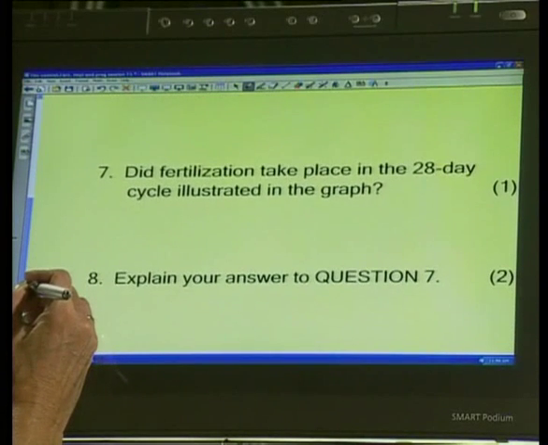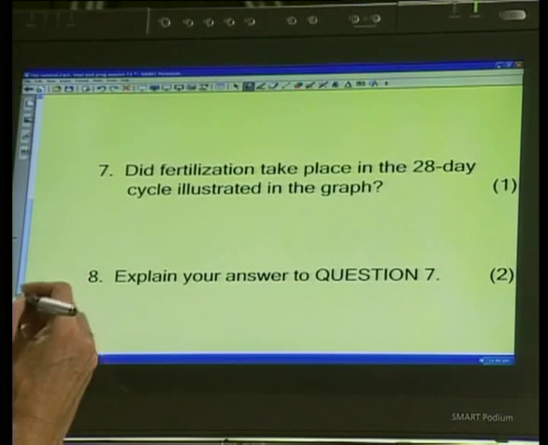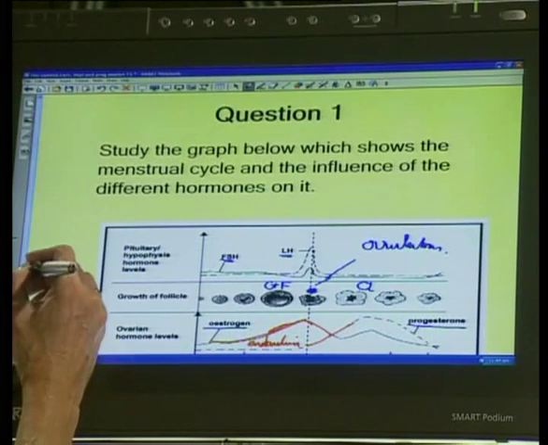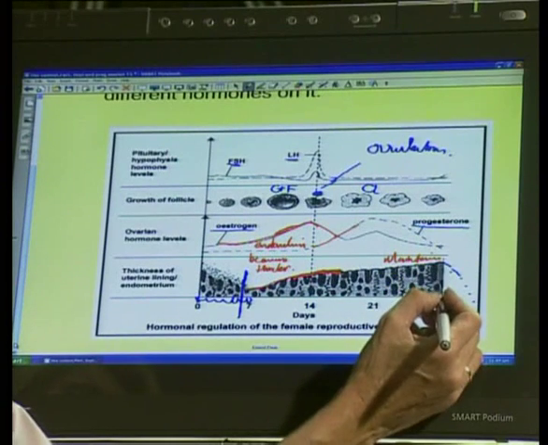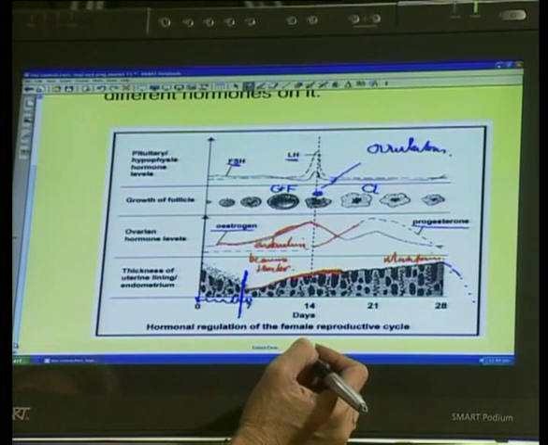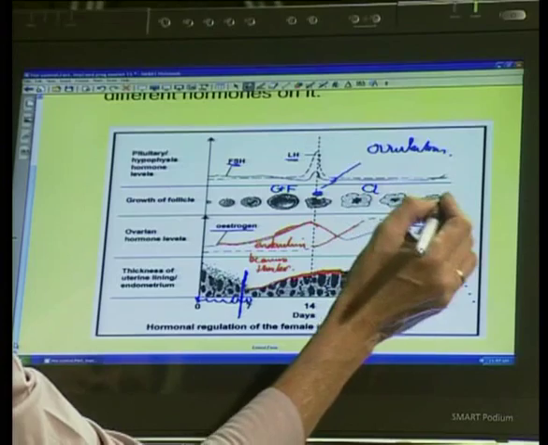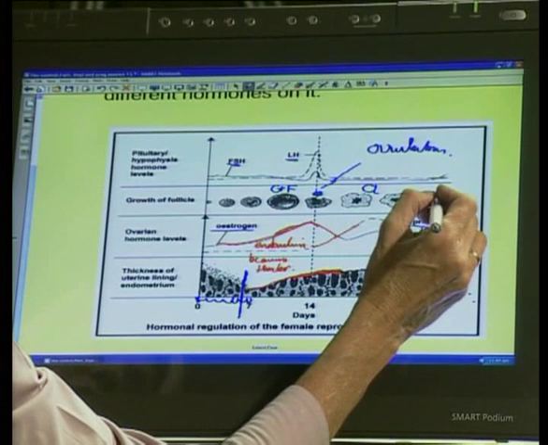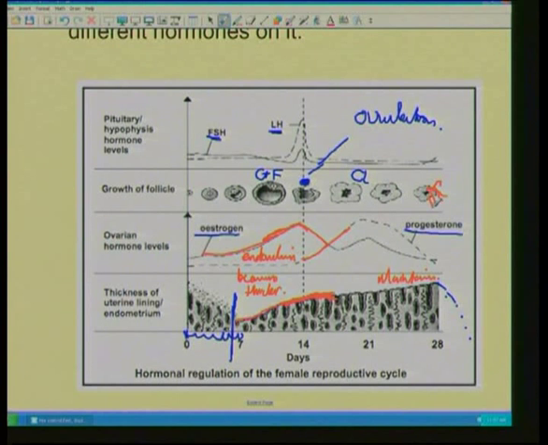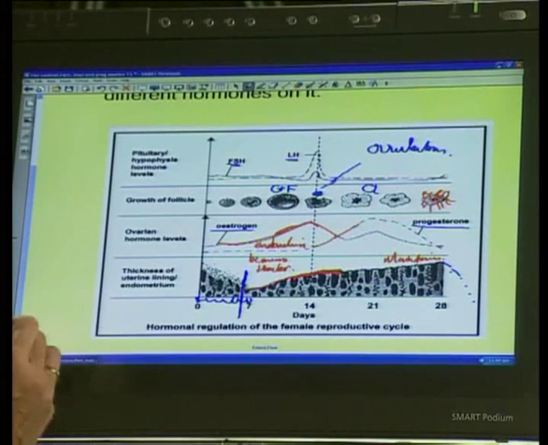So it stands to reason. Okay, did fertilization take place on the 28th day of the cycle, illustrated in the graph? Now we go back to our graph, and they want to know here, after 28 days, did fertilization take place? Now, had fertilization taken place, this corpus luteum would not have disintegrated. Here, it's starting to disintegrate. It's useless. And if it hadn't done that, well, guess what? Then it meant that this lining would have stayed, and we would have carried on with pretty much the same as from day 21. So here, fertilization did not take place.